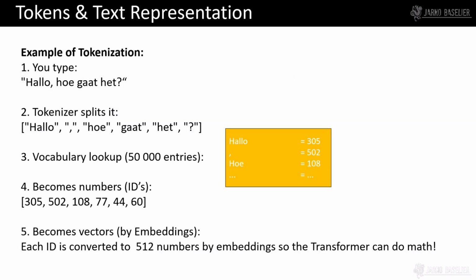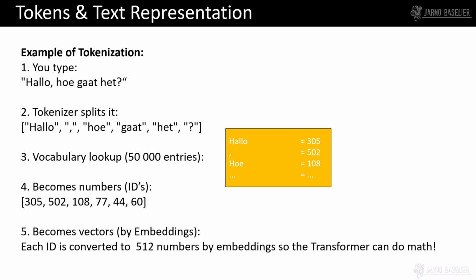So another example of tokenization, you type "hello, hoe gaat het?" This is Dutch, but how are you? The tokenizer splits this into different words where hello is a token, the comma is a token, and the different words are tokens as well, and the question mark at the end is another token. Then there will be a vocabulary lookup, like 50,000 entries. So all of these tokens will be converted to numbers or IDs like you see here.